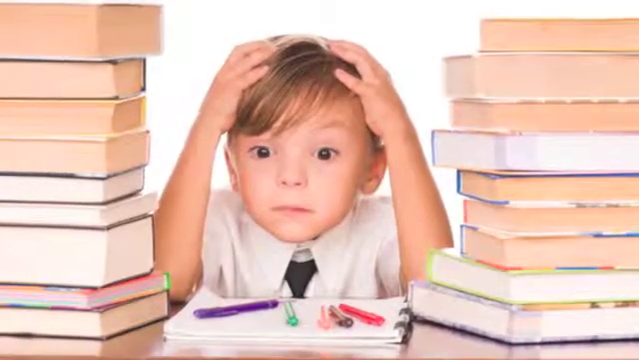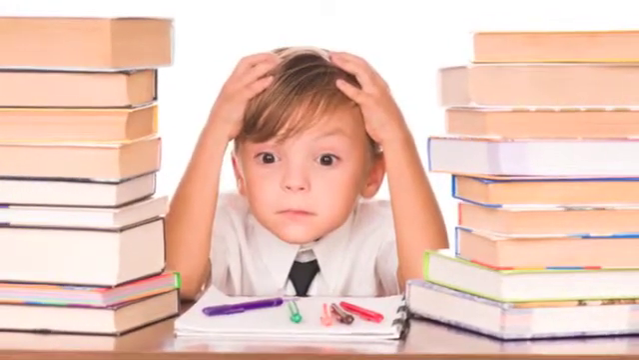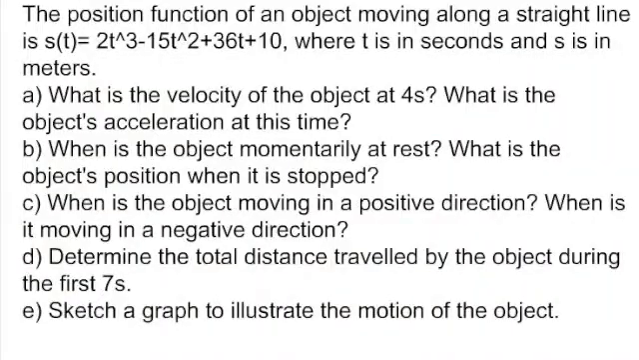Let us look over the question one more time and highlight key components. The position function of an object moving along a straight line is s of t equal to 2t cubed minus 15t squared plus 36t plus 10, where t is in seconds and s is in meters. These units will come in handy when answering the question. What is the velocity of the object at 4 seconds?